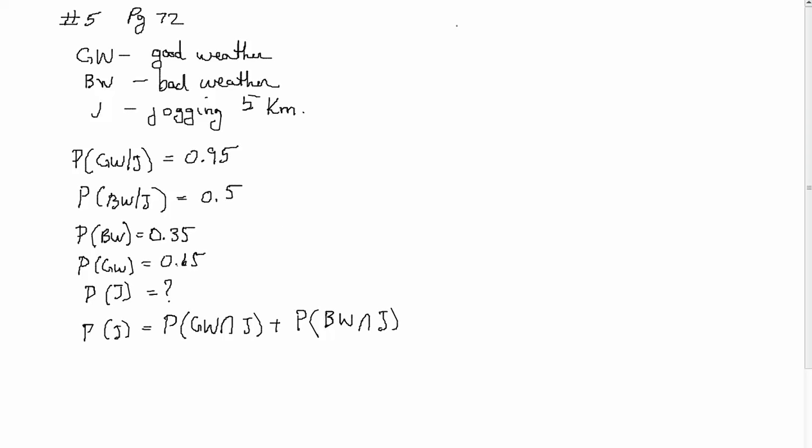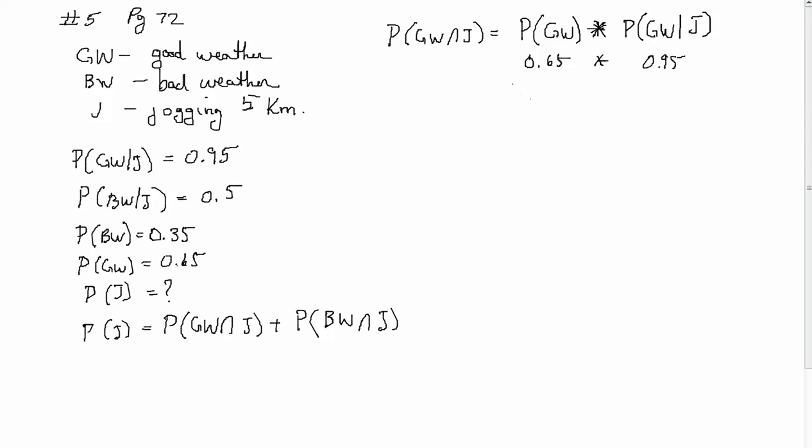And remember that to get the probability of the good weather intersecting with jogging, we need to take the probability of there being good weather and multiply it by the probability that if there's good weather, she'll jog. So here we have 0.65 times 0.95. And that should be a times, not a plus. And this gives us a probability of 0.6175.